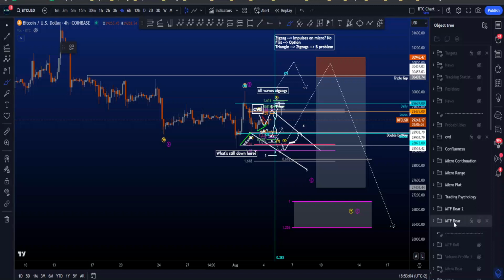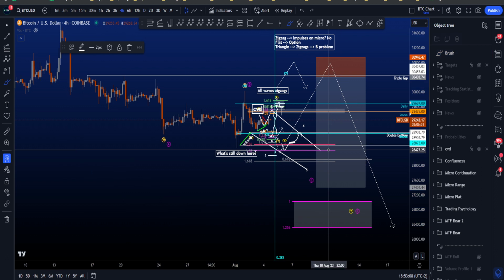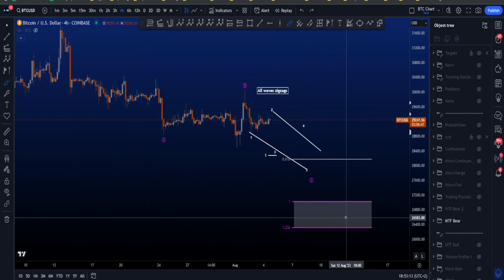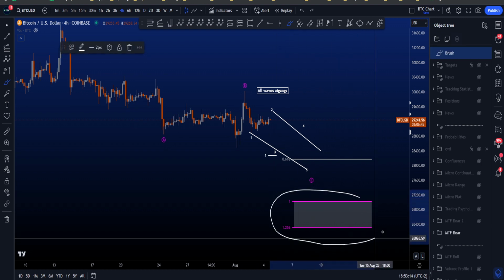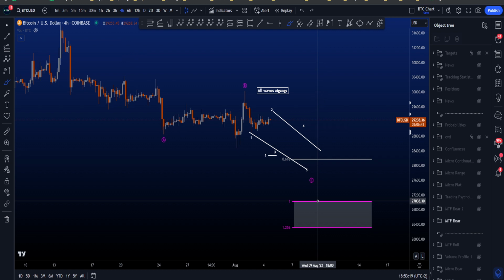Hi everyone, let's go over my medium time frame and micro bearish Elliott Wave scenarios on Bitcoin, starting with the first medium time frame bearish scenario where we are looking for a zigzag to the downside, ABC, where the most common target for wave C is between the 1 and the 1.236, which is between 27k and 26.3k.